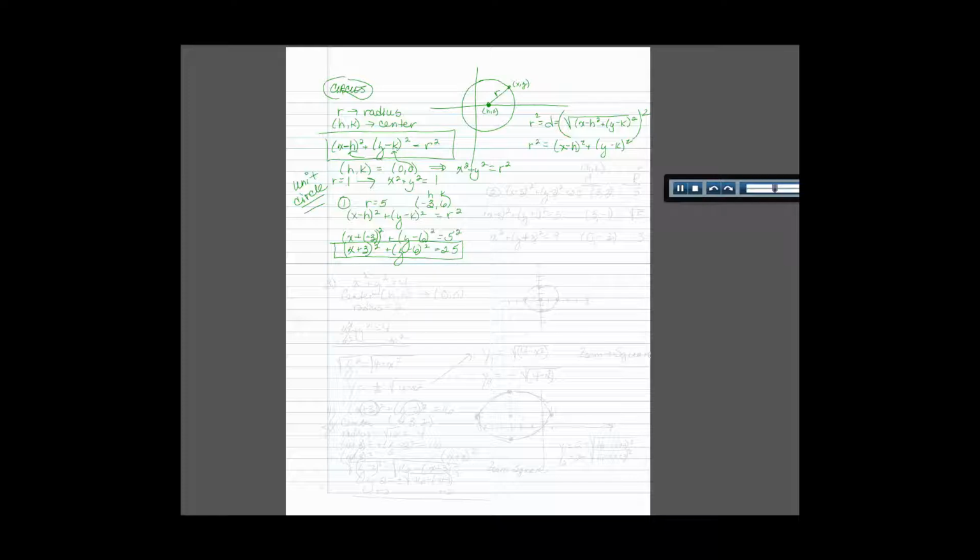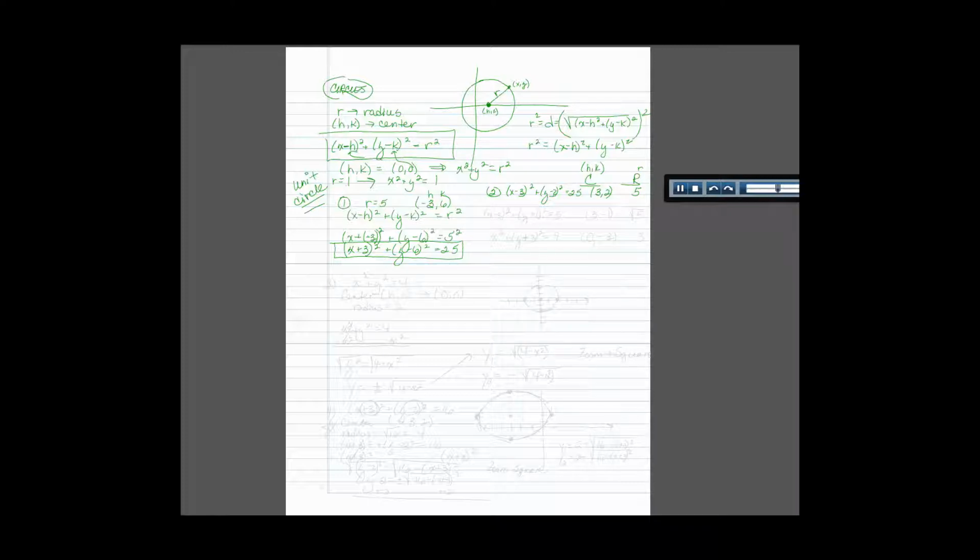All right? 2. It says to identify the center and the radius of each circle. So we know that's hk, and we know this is r. So we've got x minus 3 squared plus y minus 2 squared equals 25. So the center of that circle is the point 3, 2, right here, as long as there's minuses in front of it. Its radius is the square root of 25, which is 5.